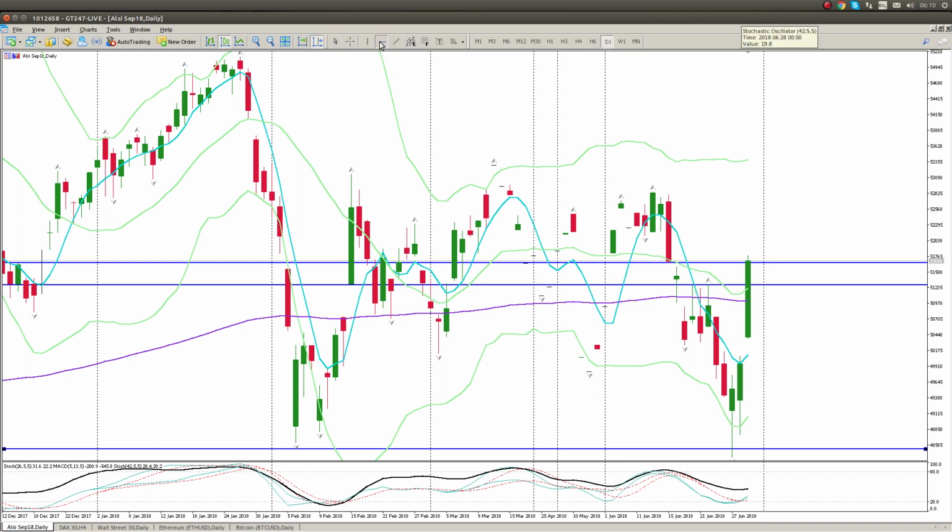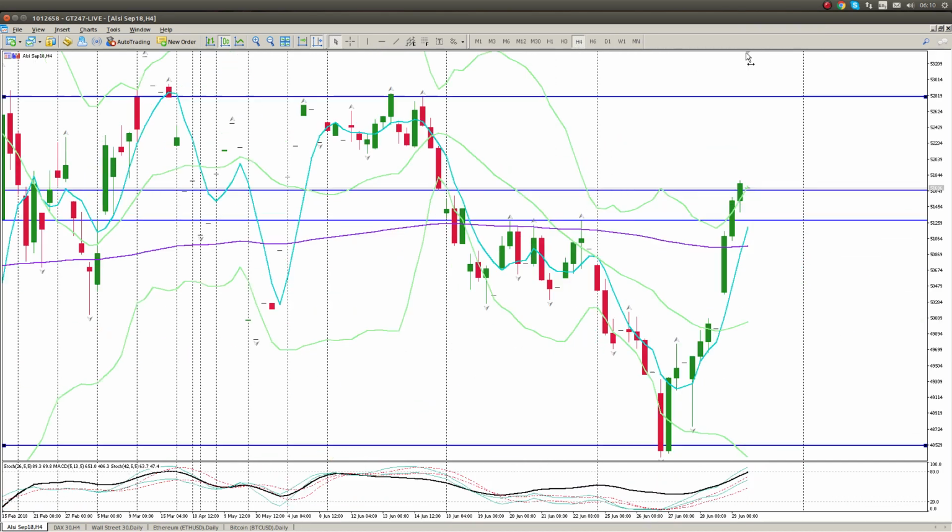And I suppose the next level we're going to need to watch is this one here. Okay, so first we'll have to break through here, and then this is the level we need to watch. So let's just start moving down the lower time frames. Now you can see how the Bollinger's opened up, and we are pretty much breaking through the top. 5 moving averages pointing to the upside. I mean, this is a very strong upward move at the moment.